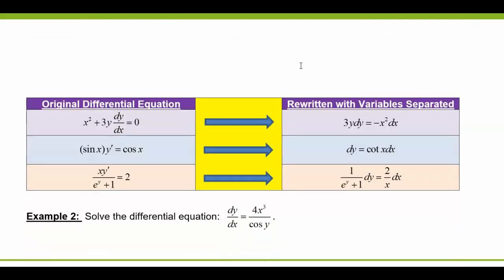Here are a couple more examples. So your original, that's like our implicit back in the day, rewritten as separated. So this looks like our implicit. So you'd subtract your x squared, multiply, well, you don't even have to multiply by 1/3, but you could. But then you're definitely going to multiply by dx. So your dx is with your x and your dy is with your y.